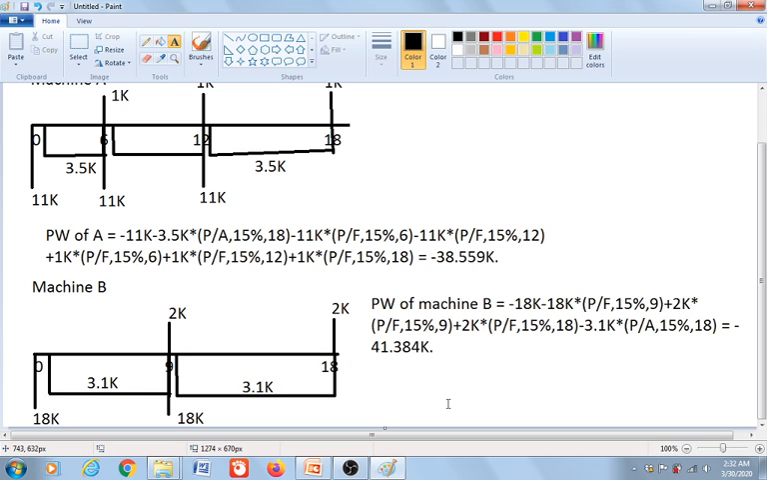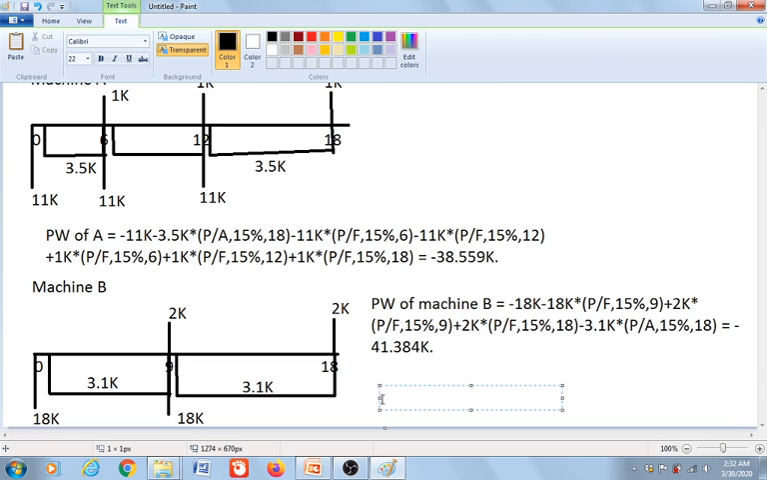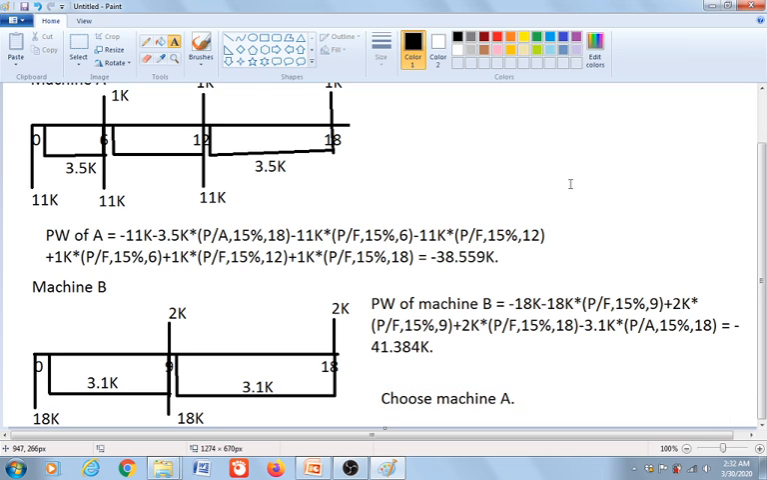Okay, so because the present worth of machine A, which is minus 38.559, is bigger than the present worth of machine B, which is minus 41.38, we choose machine A.